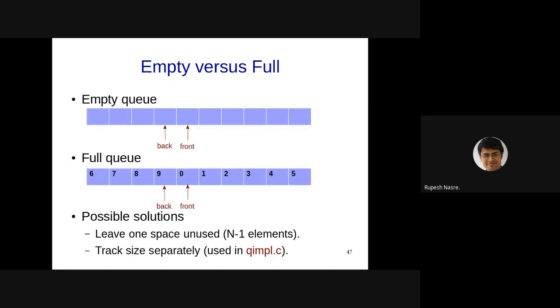So another possibility apart from these two is that we can use a sentinel value, right? That will also be in some sense leaving one space unused, but you could use that sentinel value as the end marker of the queue, right? So then back could always point to that sentinel, and that will probably indicate that you have full queue versus empty queue. That could be another way in which this can be done.